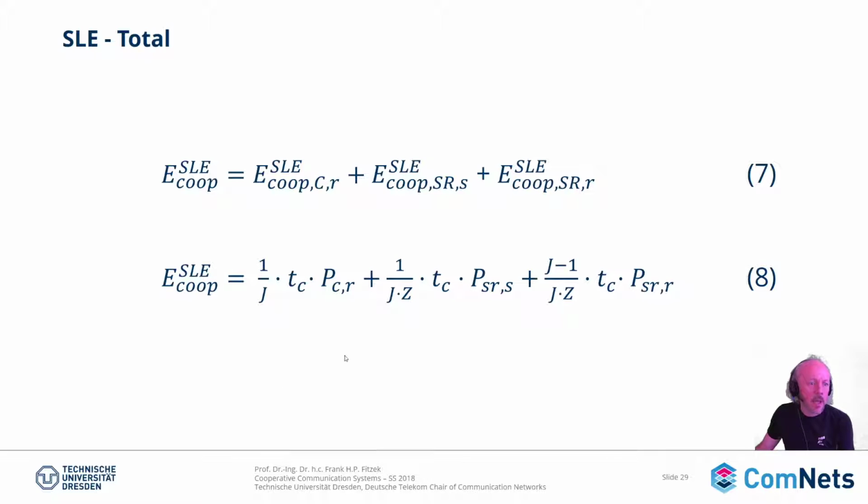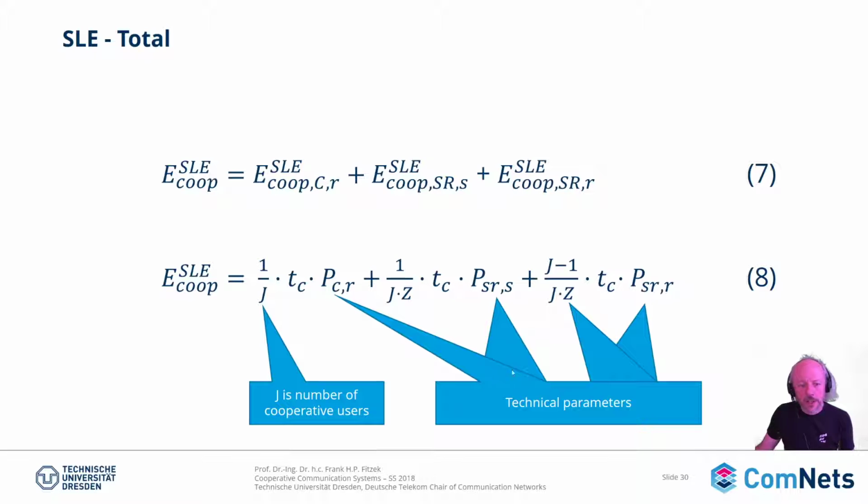which was TC multiplied by the power for cellular reception. If you divide it here all the time, then you will see that the TC is not playing a bigger role, right? So this is nice. And what you also see is that the energy here depends only on certain characteristics. One is the number of cooperative users, and the other values, like the P values here, or the Z value here and here, these are technical parameters given by the technology.